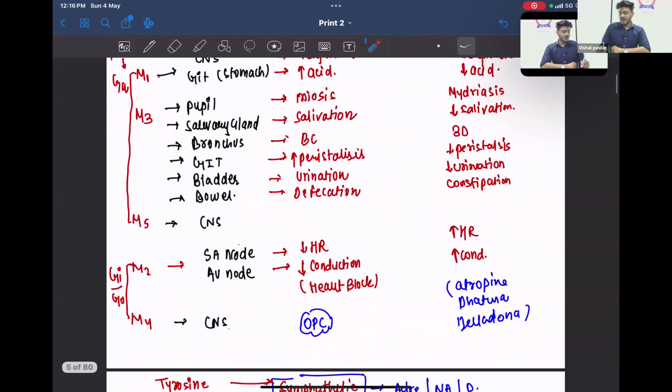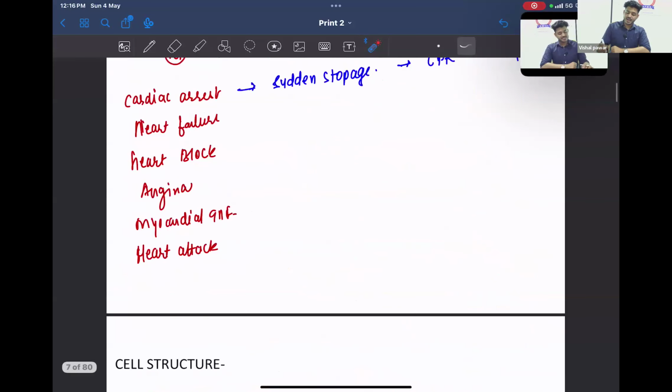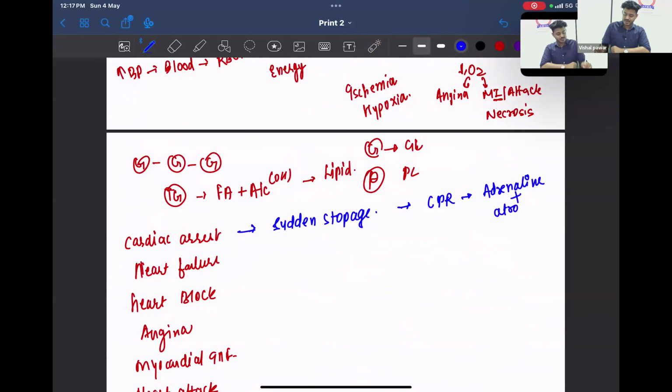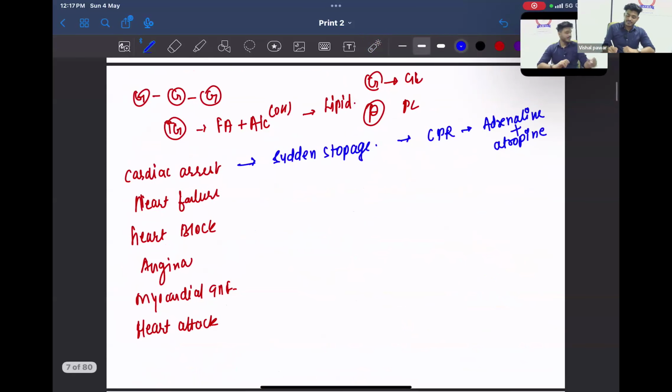You can add on what? Atropine. Why? Because atropine is also doing at least two things, right? So sometimes we are doing what? Adrenaline plus atropine we are giving. Isn't it? You understand this? Okay. You can do this, right? Heart failure, you can understand failure is not permanent. If you fail, that means we are not dying, right? So failure, what is going to happen?